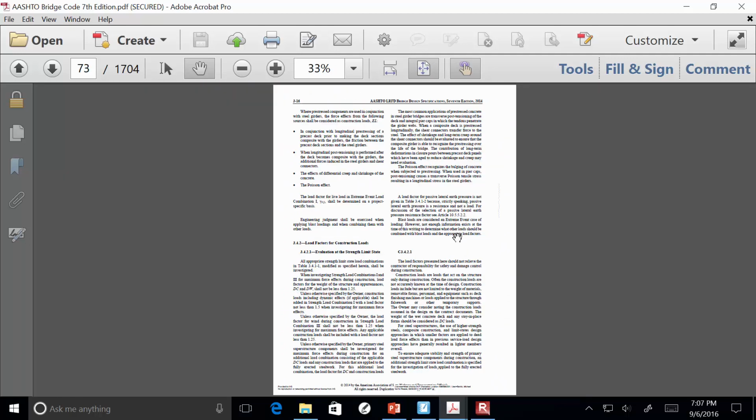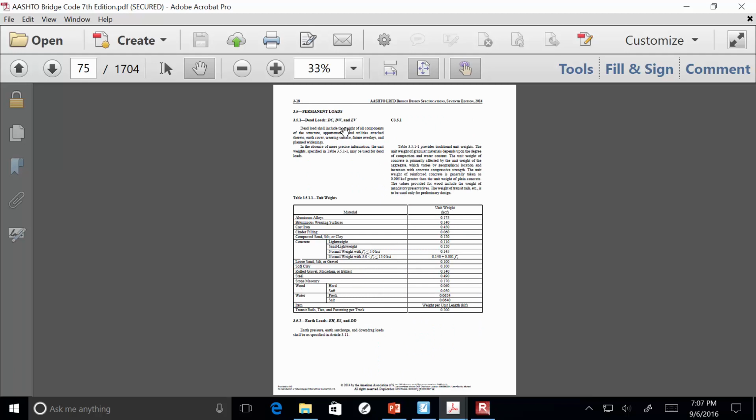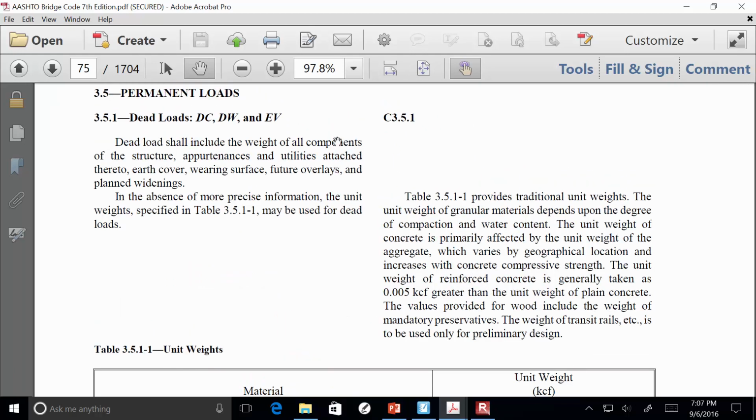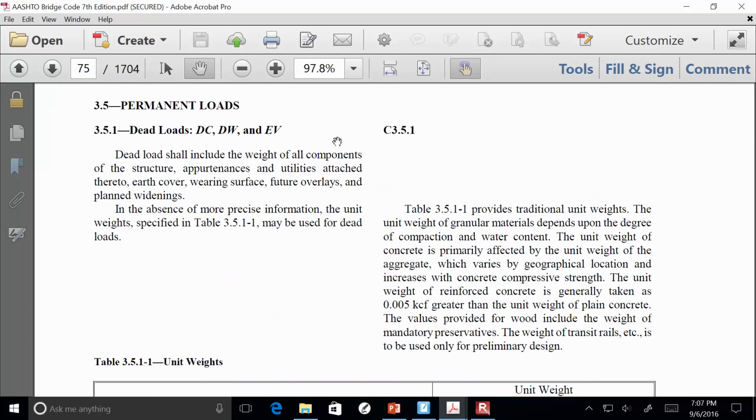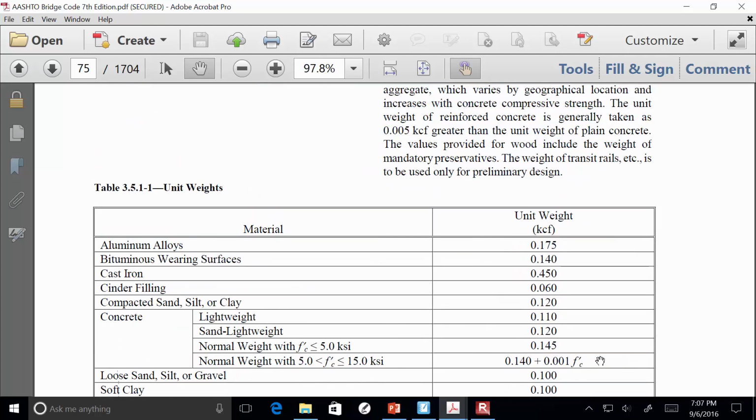Let's see. Past that, some stuff on load factors for construction loads. I'm going to skip over that pretty quickly. I want to get into starting right here, 3.5. Okay, so this should be new. Permanent loads. Okay. Dead load shall include the weight of all components of the structure, appurtenances and utilities attached thereto, earth cover, wearing surface, future overlays, and so on. Okay? In the absence of more precise information, the unit weights specified in the table below may be used for dead loads. All right? What's the unit weight of steel?